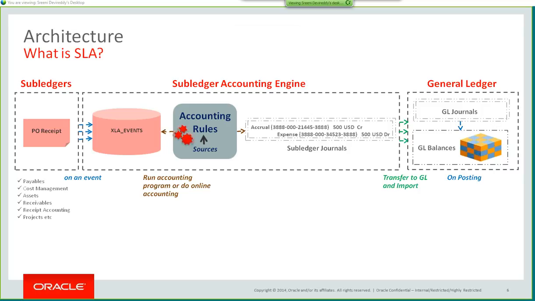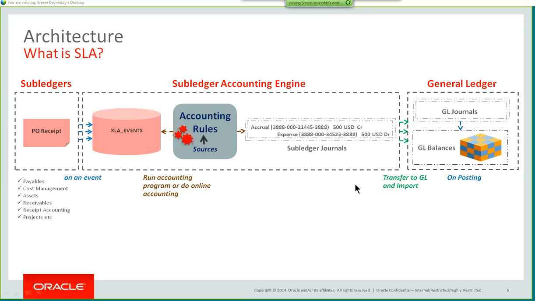So you schedule them, and all of that happens in the backend. So you just create the transactions, and the rest of the stuff can be automated. You create transactions, they are picked up by the engine. The engine creates the subledger journals. Subledger journals are transferred to the GL, imported and posted.